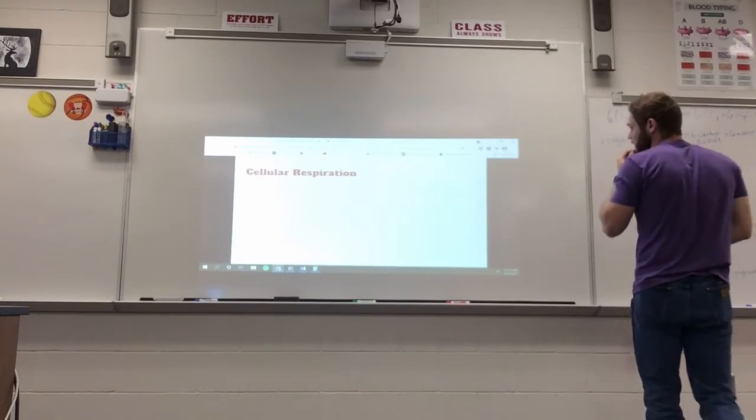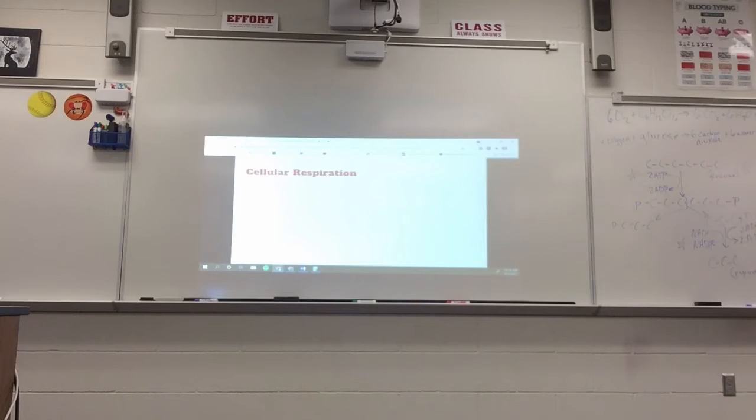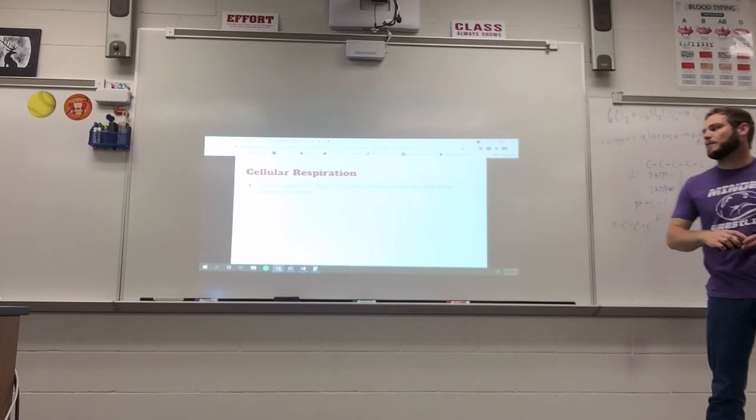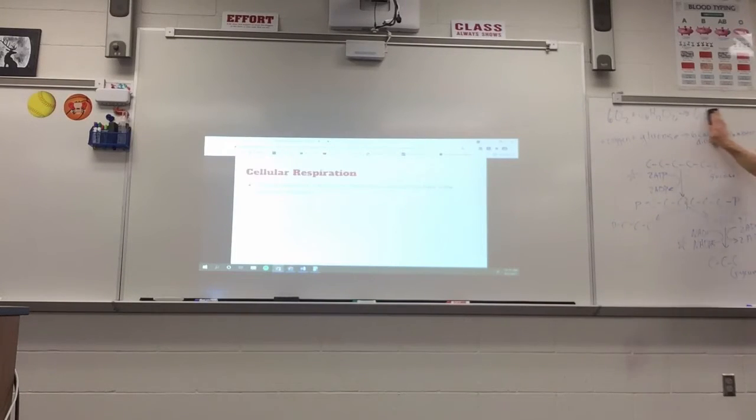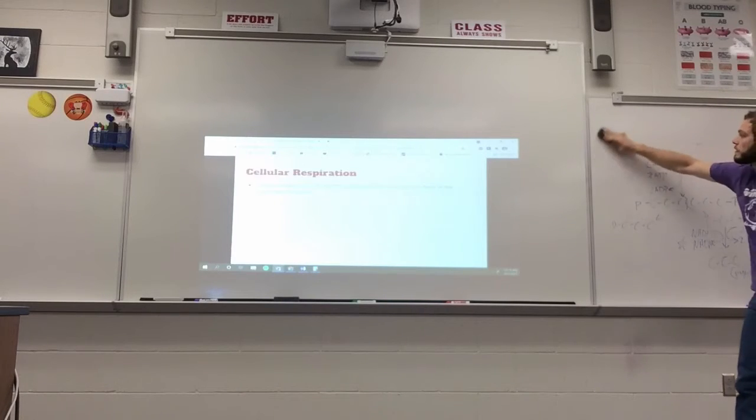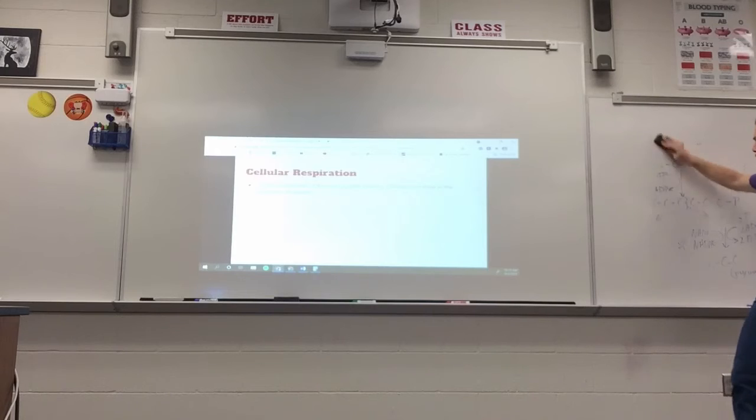Okay, cellular respiration here. So again, this is just going to be a generic overview. If you want, you can put it on the back of those sheets or on whatever you've been using for notes. Cellular respiration is a process that releases energy from food in the presence of oxygen.